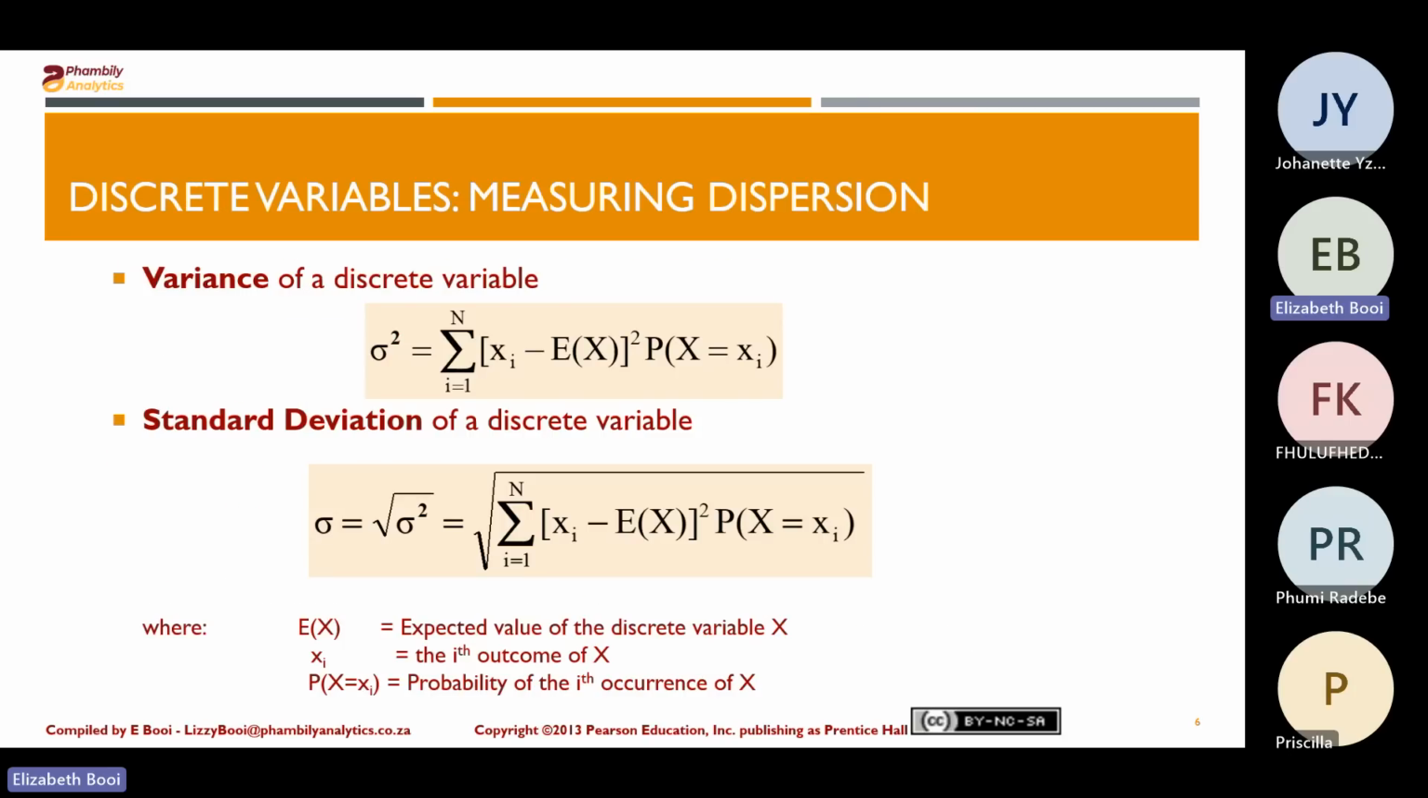Okay. So to calculate other properties, we can calculate the variance by using the formula: the sum of your outcome minus the expected mean, which we calculated, squared, multiplied by its corresponding probability. To calculate the standard deviation, we take the square root of the variance, which is the square root of the sum of your x observation minus the expected value squared multiplied by its corresponding probability. How do we do that?